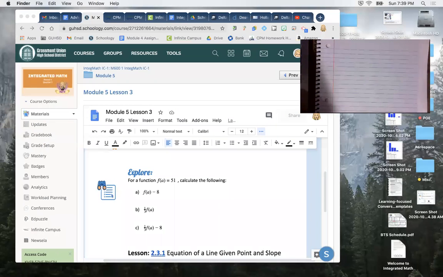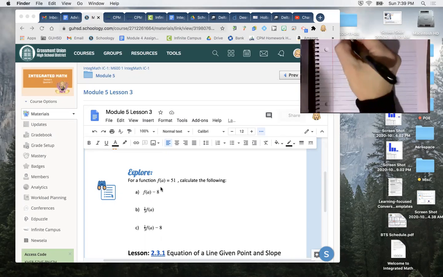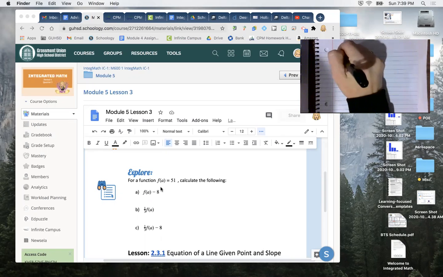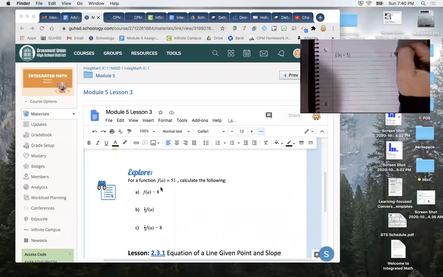Okay, so I'm going to start by doing the Explorer just so you guys can see a little bit different way to do these. For the Explorer, we have f of a equals 51, and I want to go over that because I want you guys to see it a little different. And a lot of the ones that we've had have things like this: f of 3 is what you're plugging in.